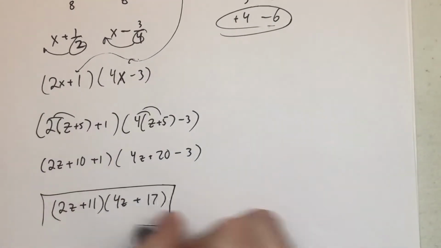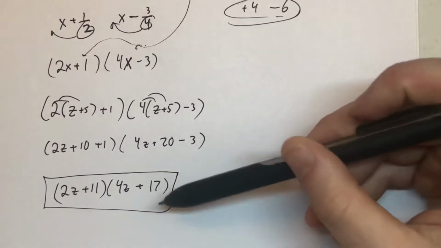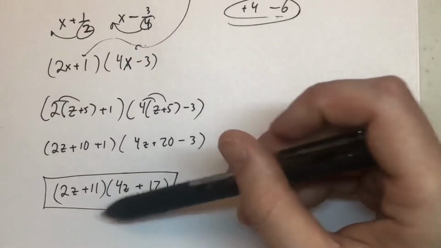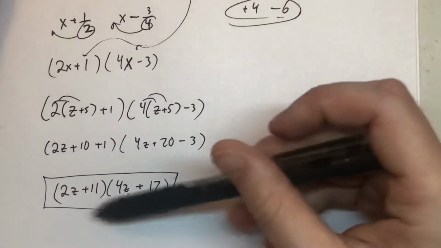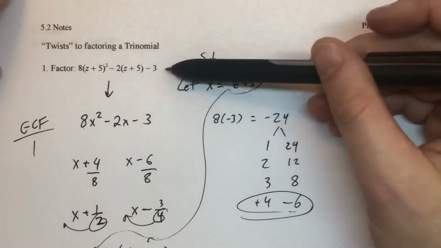Now, here's the deal. This is the final factored form. However, this is one of those problems, probably the only problem really that you'll see, where if you go to check this and multiply out those 4 terms, you're not going to get this initial polynomial up here.